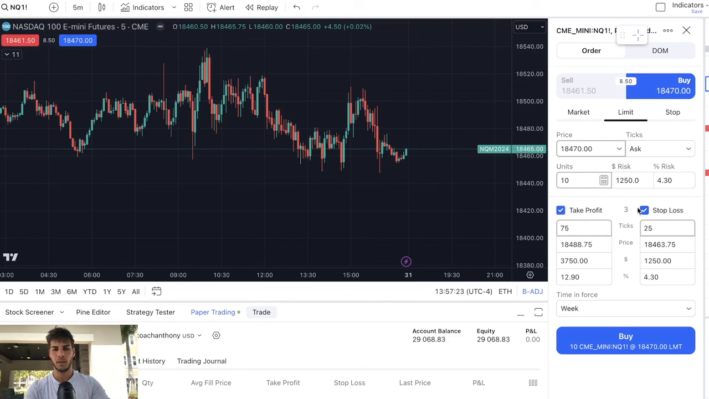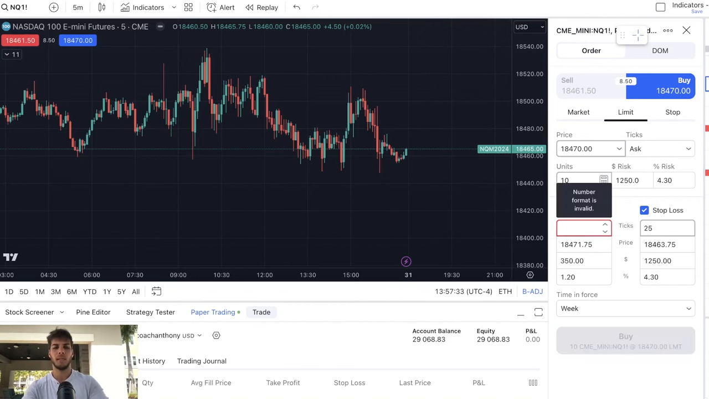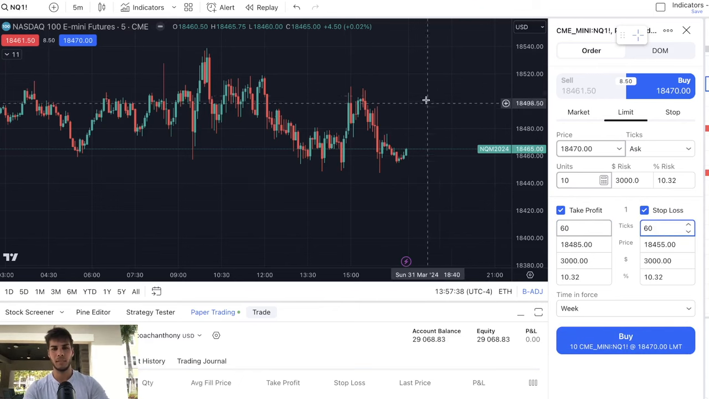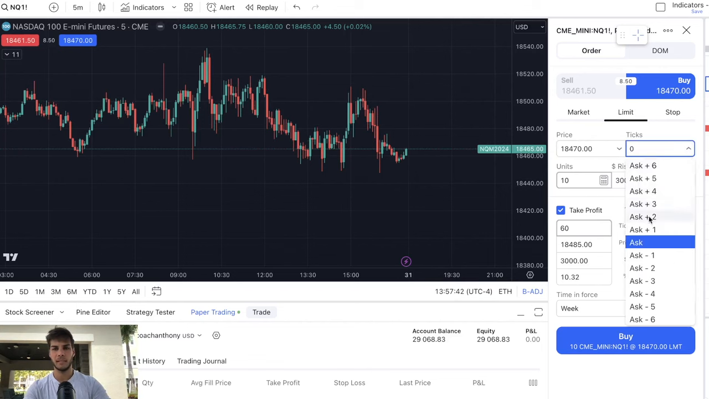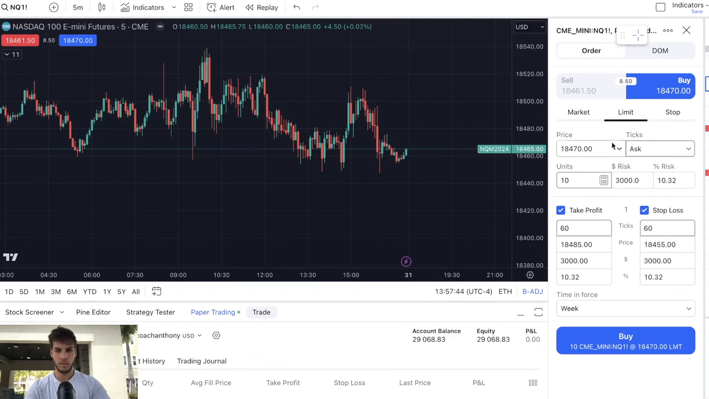Once you click those checked on, then you can set the amount of ticks. So one tick is a quarter of a point on NASDAQ. Same thing on ES, one tick is a quarter of a point. So four ticks is 1 point. I'd always just kind of do 60 and 60 by default. So that just means that I have a 15 point take profit, 15 point stop loss. And then I'll usually use the bid or the ask. You could do plus one or just the bid or the ask. That's for another video, but all I'm saying is we want to make sure we always have take profit, stop loss, whenever we place a trade.